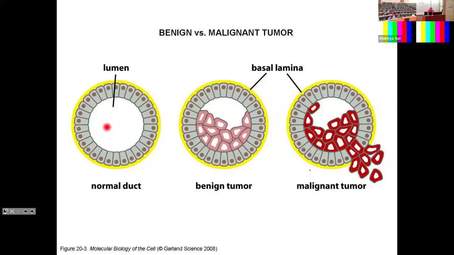So this is a normal duct, right? Could be a duct of the mammary gland. But in this case, you have a benign tumor. You see how this tumor has the characteristic and stays in situ, right? So they didn't invade another area. But in this case, you have a malignant tumor because you can see in the book, they color a different color because they secrete different molecules, the proteases I mentioned. So what happens is that they can degrade this area, pass through this normal epithelial, and then start invading other areas. So this is the difference between the malignant and the benign tumor.